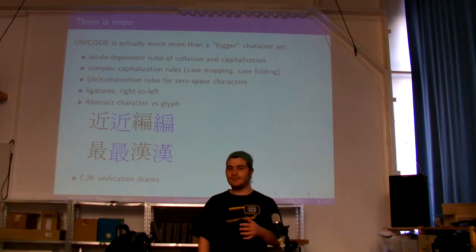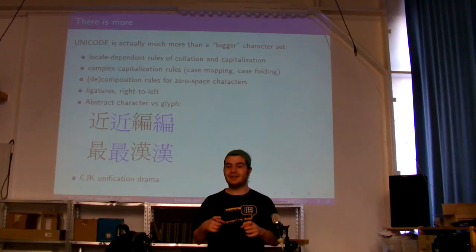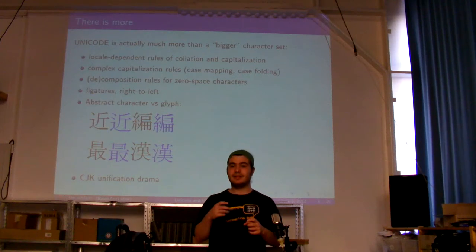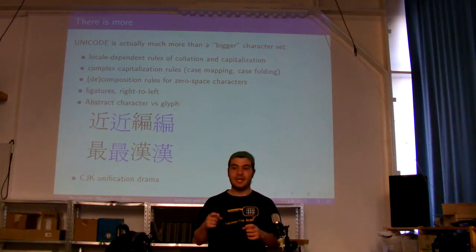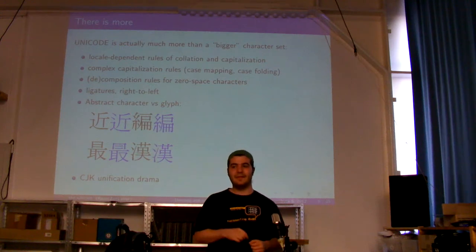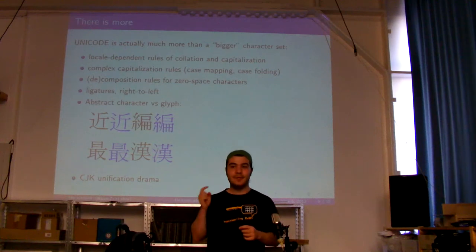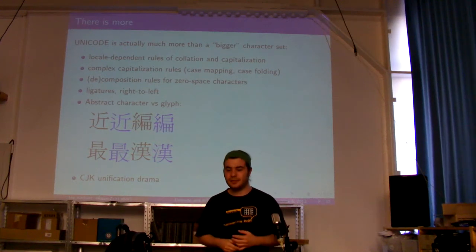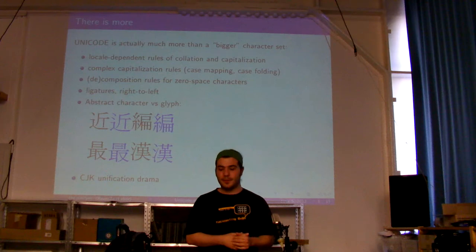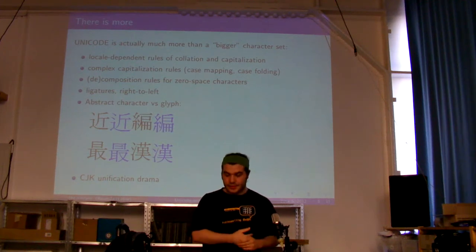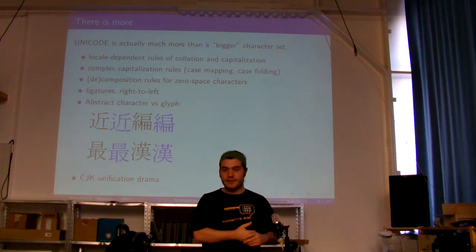For example, the lowercase I has different uppercase versions, depending on the locale. If the locale is Turkish, then the uppercase of the standard I is the I with the dot above, and the lowercase of the uppercase I is the lowercase I without the dot, because that's the way it works in Turkish, so you need to properly take care of that. Then complex capitalization rules, case mapping, and case folding.